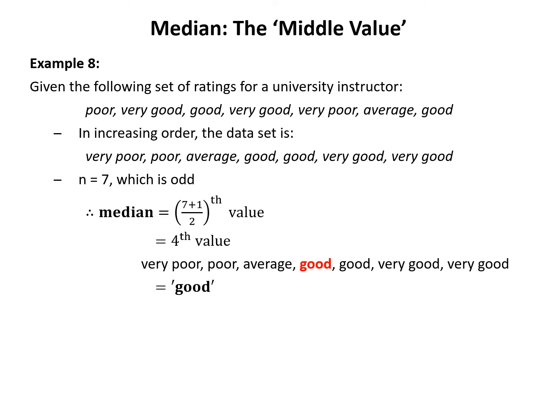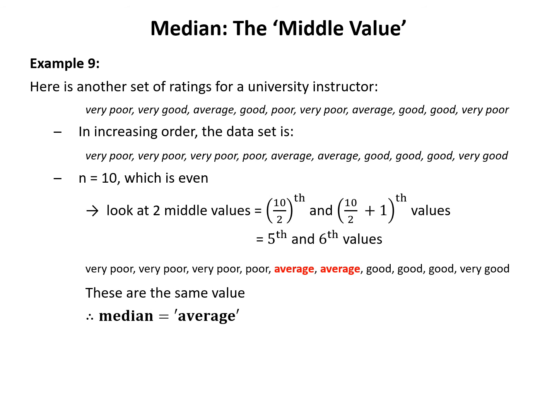In example 8, we're given the following set of ratings for a university instructor. Now these ratings go in order from very poor to average to good to very good. Those are the possible ratings. And we see that there's a set of ratings that this instructor has received. We put them into increasing order. Now we have n equals 7 here, which is odd. So our median equals our 7 plus 1 over 2th value, which is our 4th value. And looking at the ranked data, we can see that that is good. So our median here is the rating good.